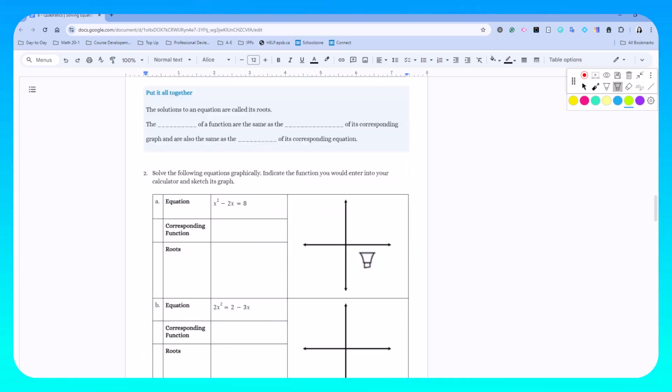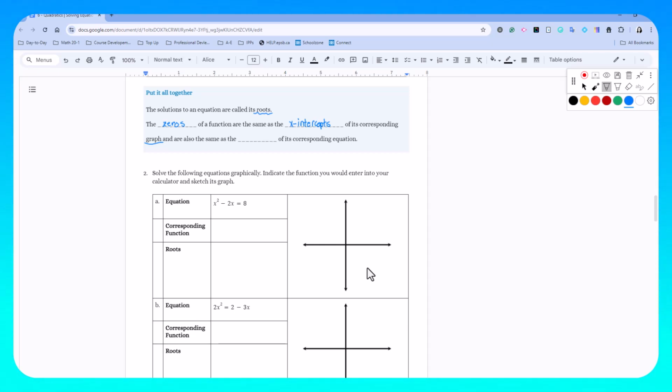So let's fill in the blanks. Let's put it all together. We know that solutions of the equations are called roots. We're going to say the zeros of the function are kind of the same as the x-coordinates of the x-intercepts. But we'll just write x-intercepts here to make it clear so we don't confuse. Of the corresponding graph. So remember, x-intercepts are on graphs. Solutions are from the equation.